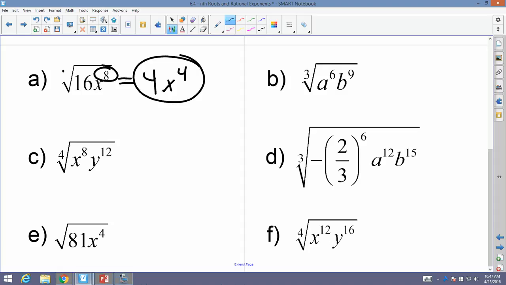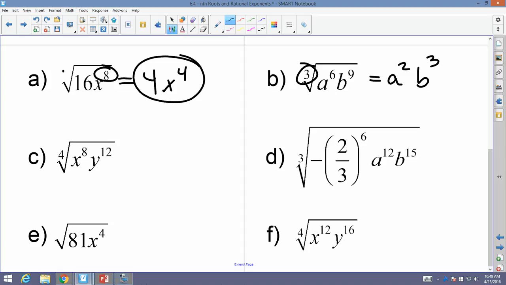Next. Cube root of a to the 6th, b to the 9th. 6 divided by 3, what is it? A squared and b cubed. Beautiful. I don't have to worry about absolute values at all here because it's an odd index. The only time I have to worry about the absolute values is when I pull an odd exponent out of an even. How about here?